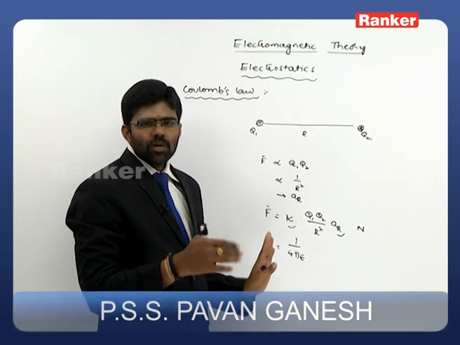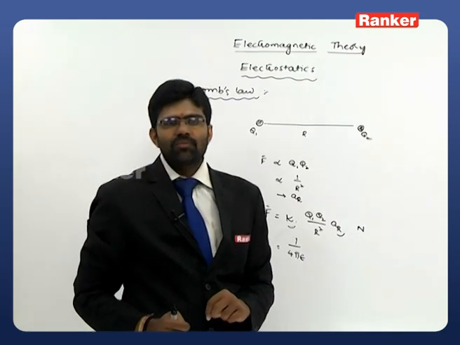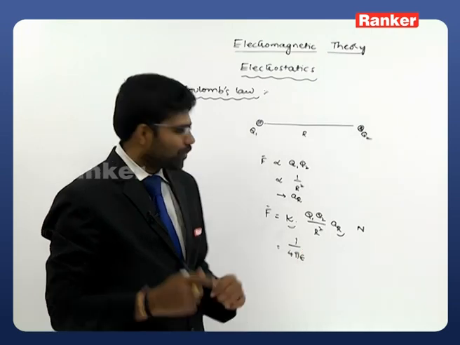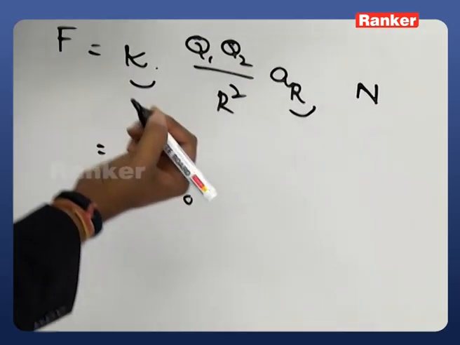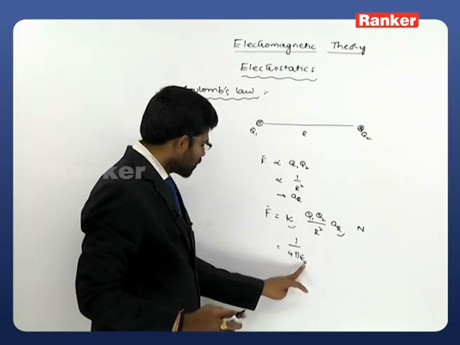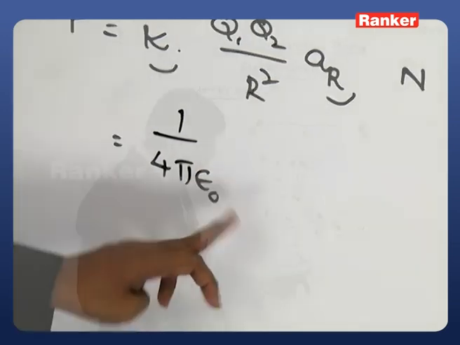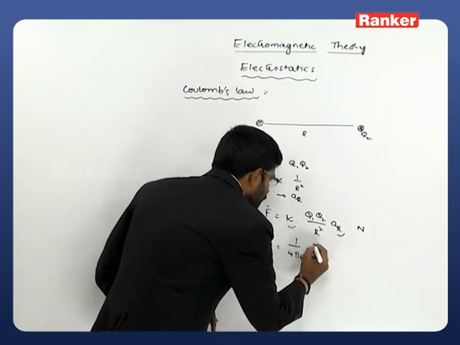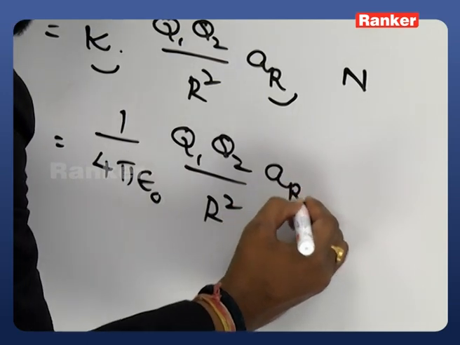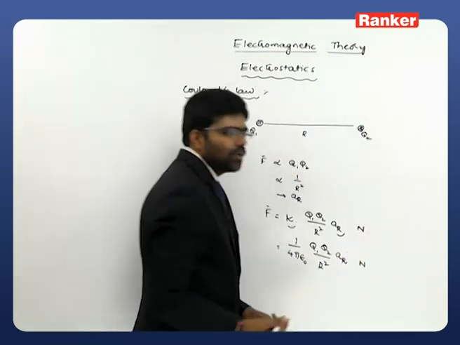In most cases, we will consider these two charges to be in free space. Since these two charges are in free space, we will take that epsilon as epsilon naught, the free space permittivity or dielectric constant. So I am writing here epsilon naught. Remember that whenever we are using another type of material, we are supposed to replace epsilon naught with epsilon. So 1 by 4 pi epsilon naught q1 q2 by r square in the direction of the line joining those two charges. This is the equation of our force, in Newtons.